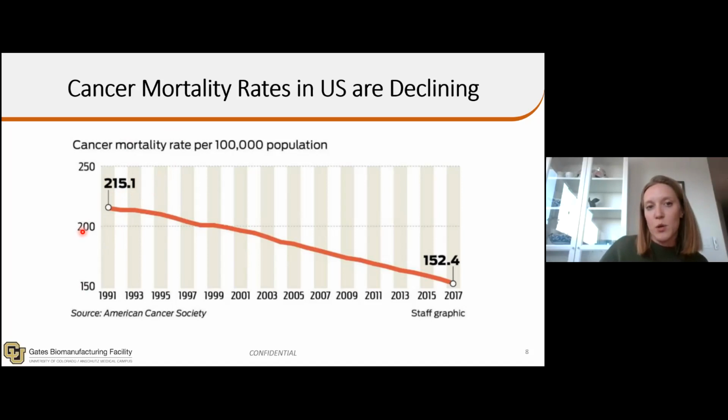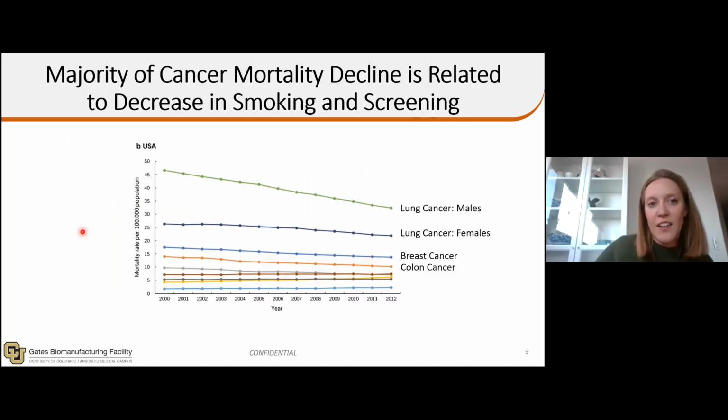You can see that the mortality rate has been decreasing over time, certainly in the last couple of decades, which I think is encouraging. I think it's also important to note that the major decrease in mortality rate is really related to a decrease in smoking.